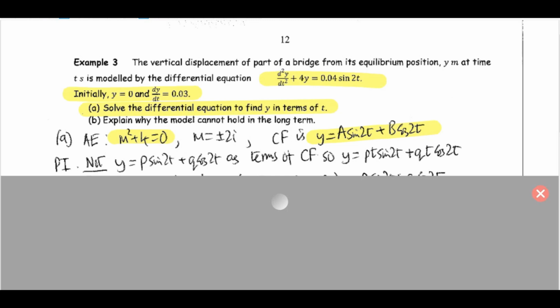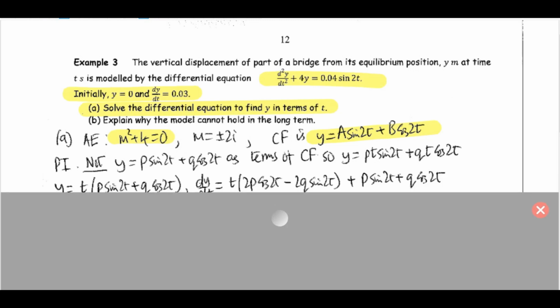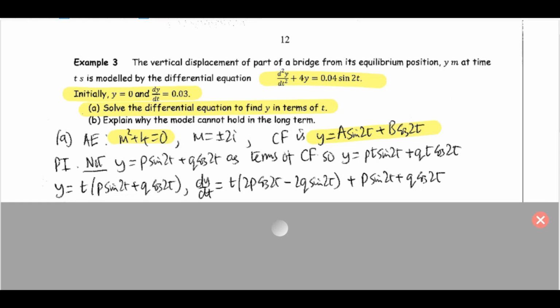And I'm going to need to differentiate that twice and then sub it into the differential equation and compare coefficients to find p and q. So, what I've done is I've factored out t. I'm going to need to use the product rule to do this. If you factor out t, it means you can get away with just using the product rule once. If you don't factor out the t, you have to use the product rule twice. So y is t brackets p sine 2t plus q cos 2t.